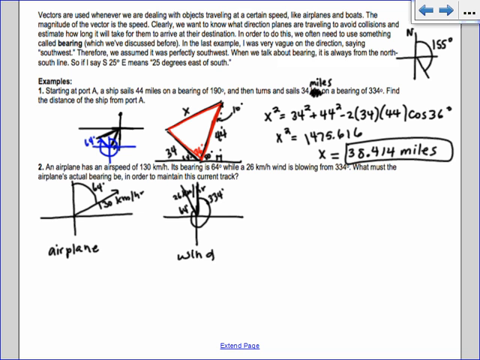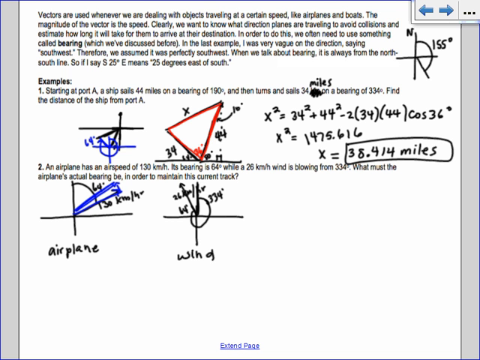So what happens is we're pushing this original line a little bit off course in this direction, and we're getting a resultant vector where we add those two vectors together. Okay, but we don't want that. It says, what must the airplane's actual bearing be in order to maintain this current track? So you kind of have to think in reverse. You have to say, I want to go against the wind and undo the wind.